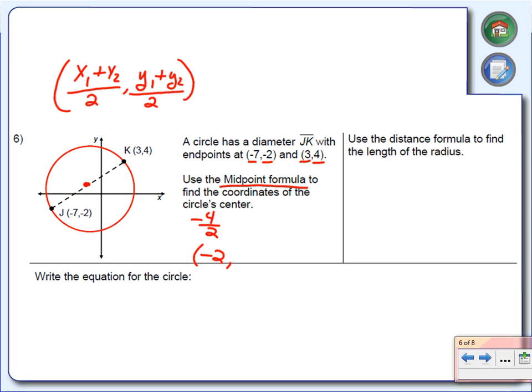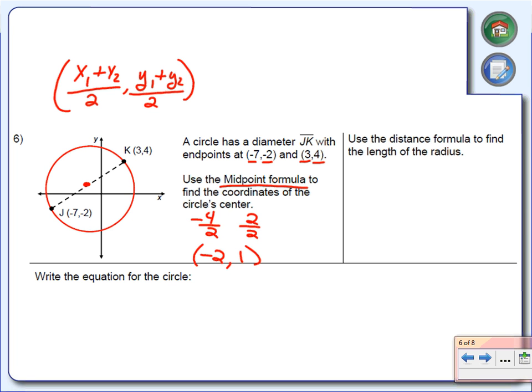We need to add negative 2 plus 4. What's negative 2 plus 4? 2. But we need to divide that by 2. So 2 divided by 2 would give us a 1. Therefore, what we're saying is the center of this circle should be at negative 2, 1.